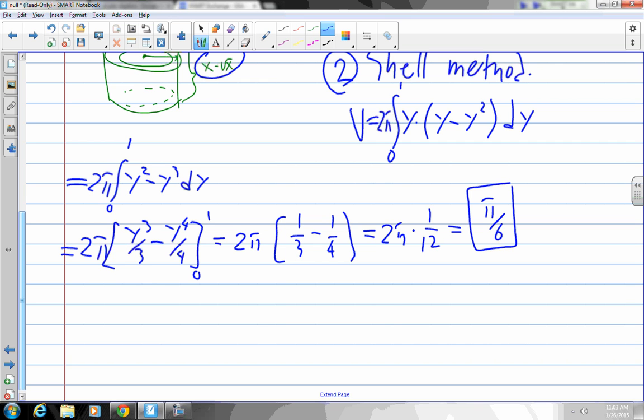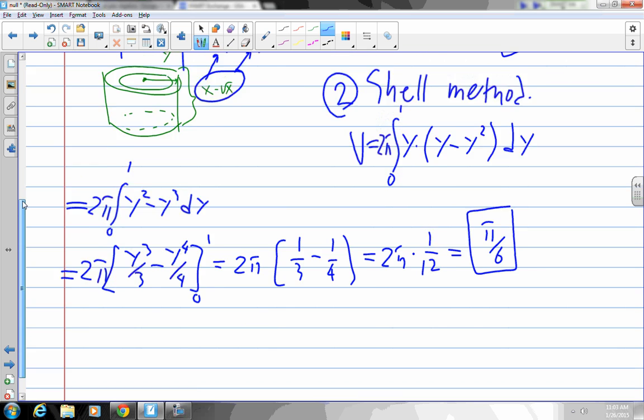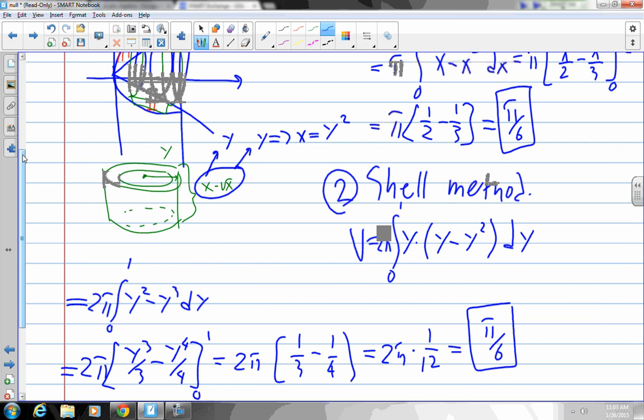So having that in mind, I want us to do a series of problems, to figure out which method is more appropriate.